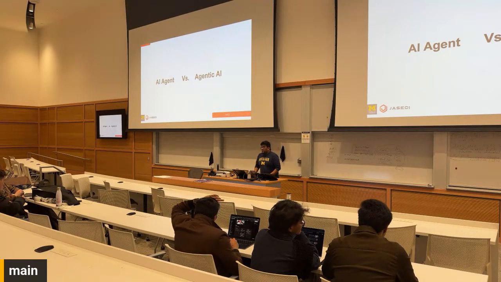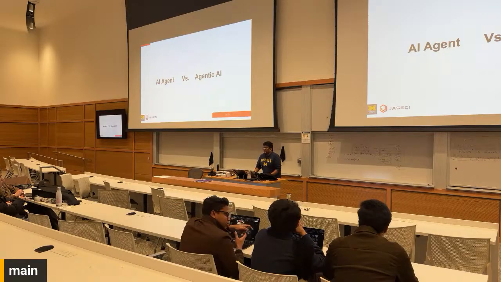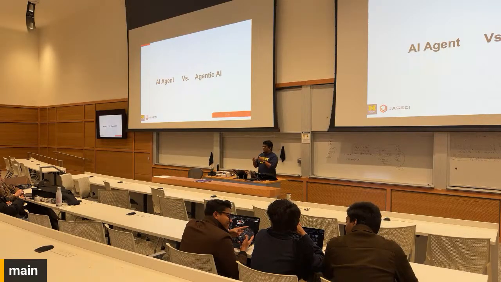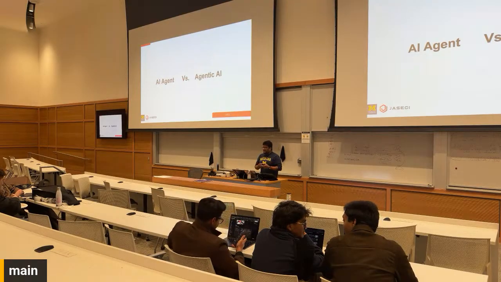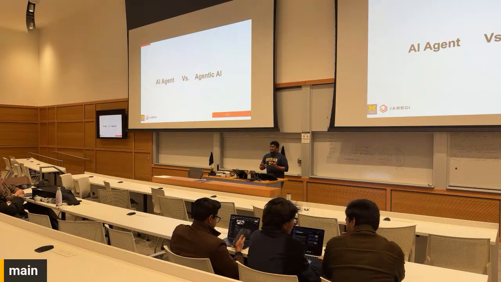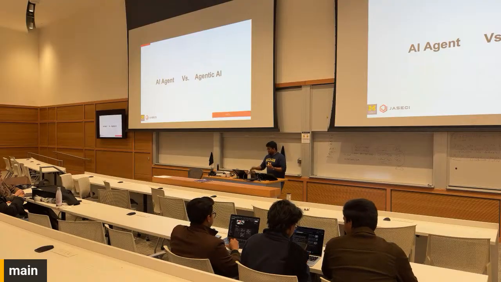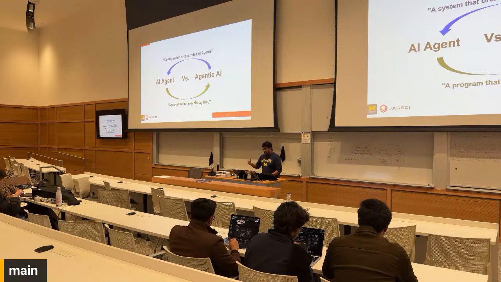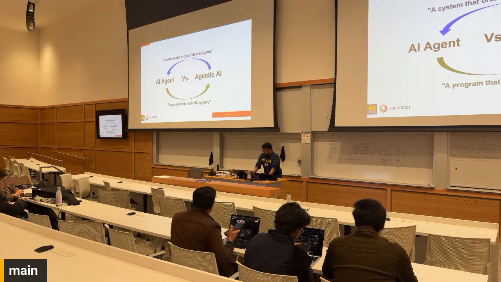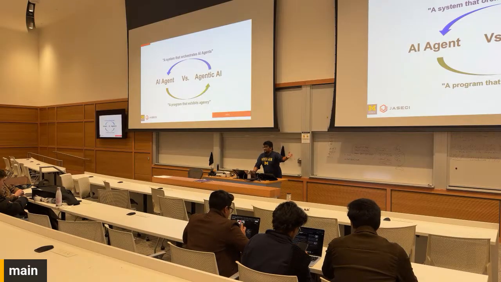When we think about agentic AI, it's kind of a buzzword rather than an actual thing. It's hard to define. The way I define it, a program that exhibits agency is an AI agent, and agentic AI is a bunch of AI agents. That's my definition, but it changes from person to person, company to company.